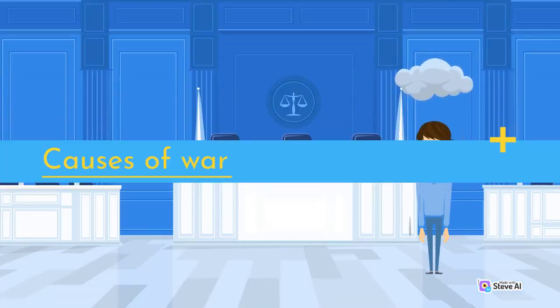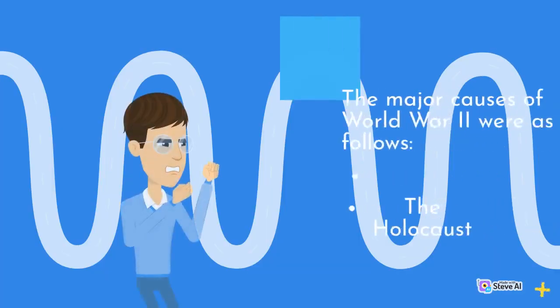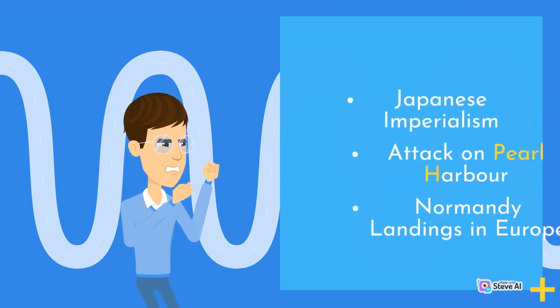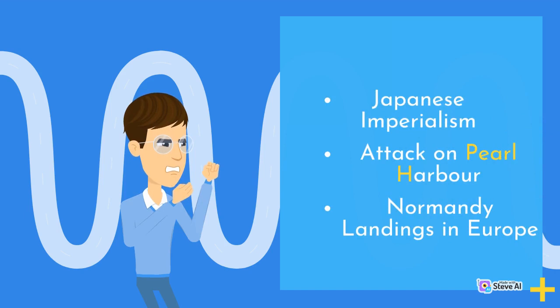Causes of war. The major causes of World War II were as follows: the Holocaust, Japanese imperialism, attack on Pearl Harbor, Normandy landings in Europe, dropping of atomic bombs on Japan.